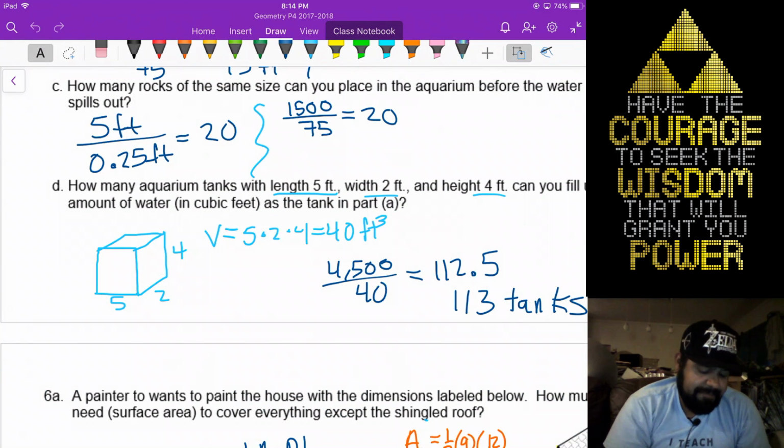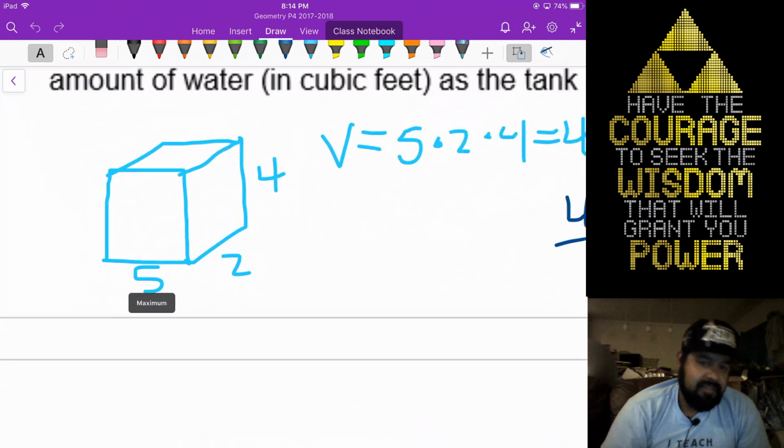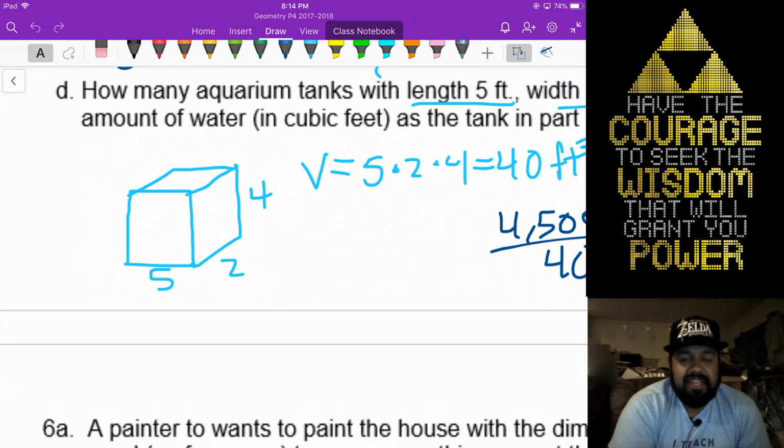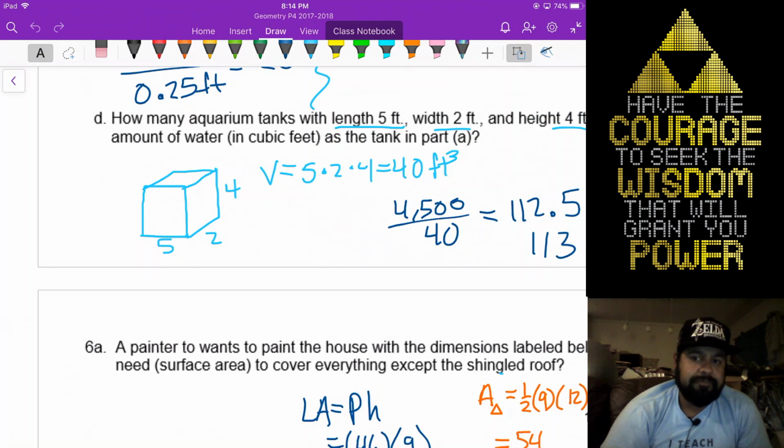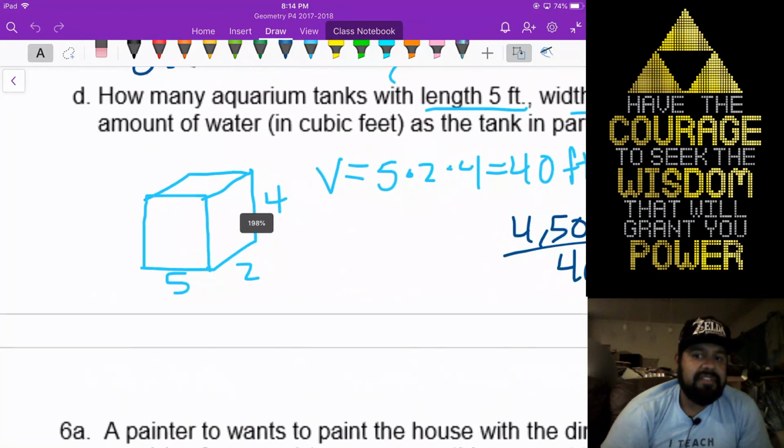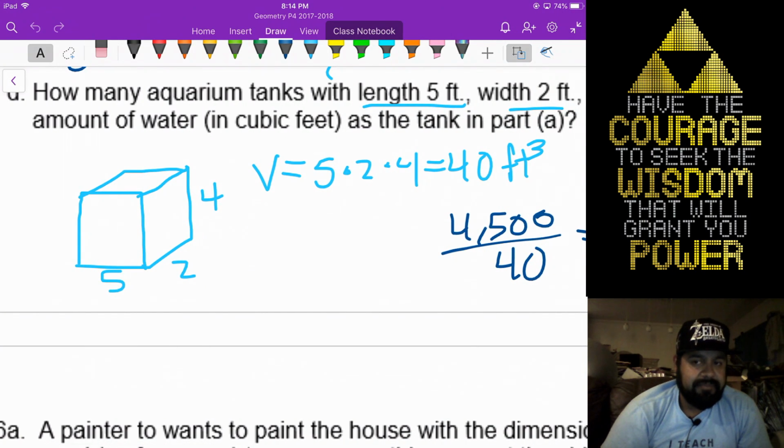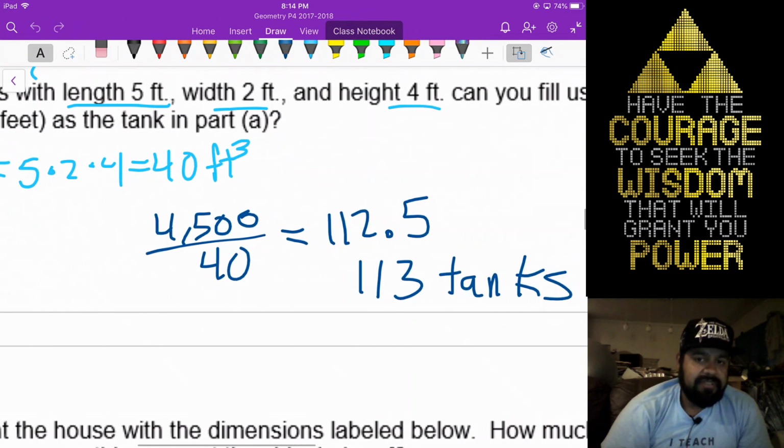For letter D, we have a new tank. These new tanks are of size 5 by 12 by 4. So I want to figure out how many of these tanks I could fill with the amount of water that I got in part A. Well, the volume of these new tanks is 240 cubic feet. So I'm going to take the amount of water from the original part of 4,500 and divide it by 40. That will get me 112.5.